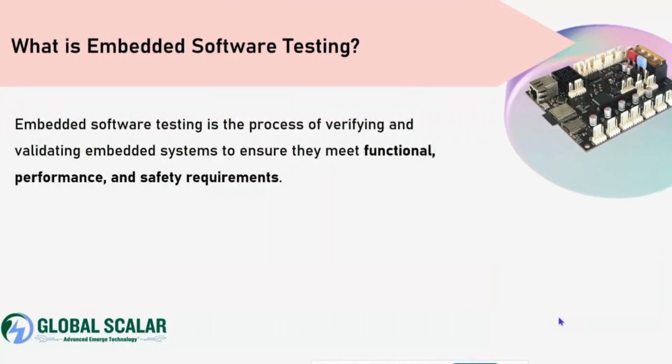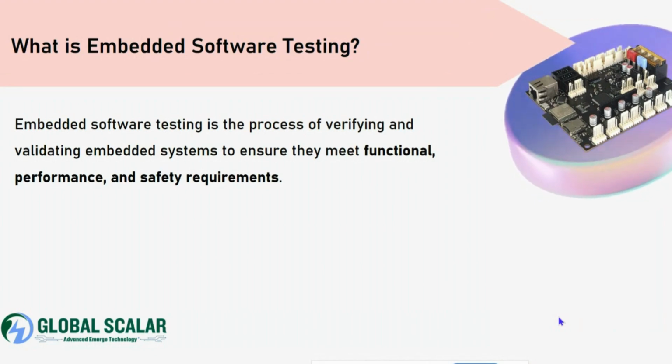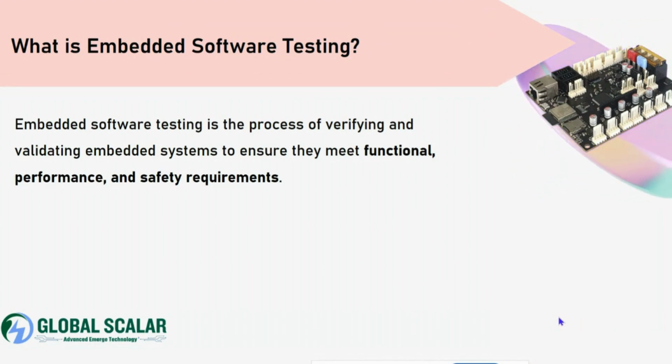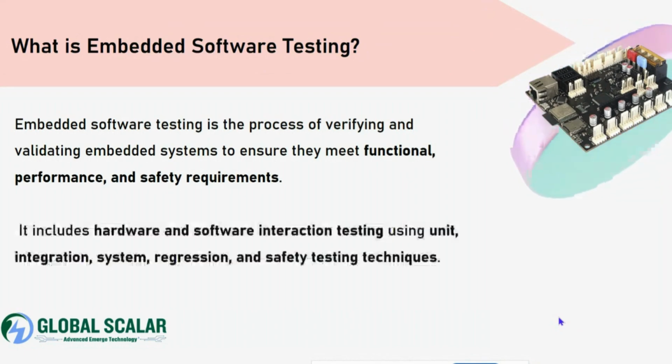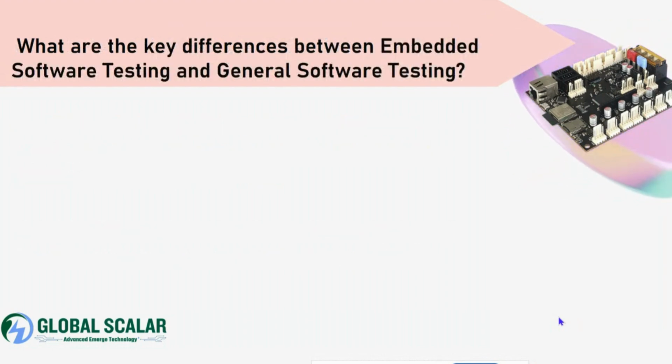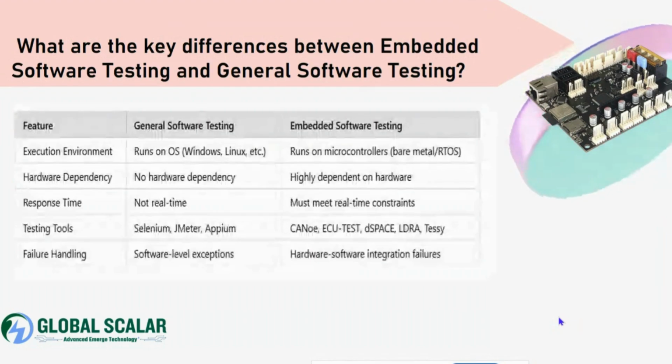Embedded software testing is the process of verifying and validating the embedded system to ensure that it meets functional, performance, and safety requirements. It includes hardware and software interaction testing using unit, integration, system, regression, and safety testing techniques. What are the key differences between embedded software testing and general software testing?